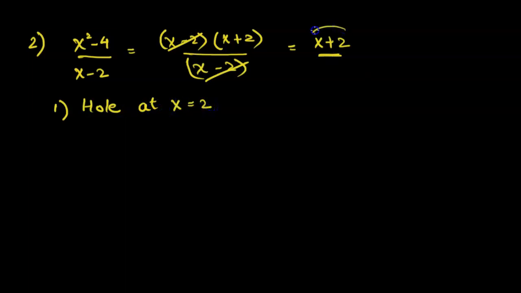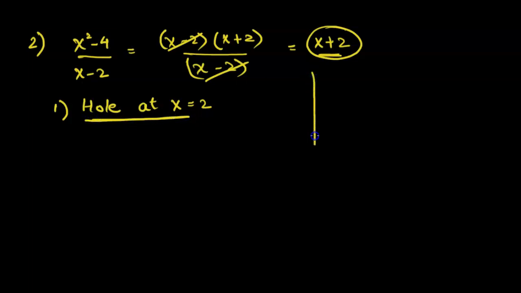And finally, we are left with a linear expression or a linear function. So we are not going to have any vertical, horizontal, or any oblique asymptote. Therefore, we only have one discontinuity in this particular question, and that is a hole at x equal to 2.